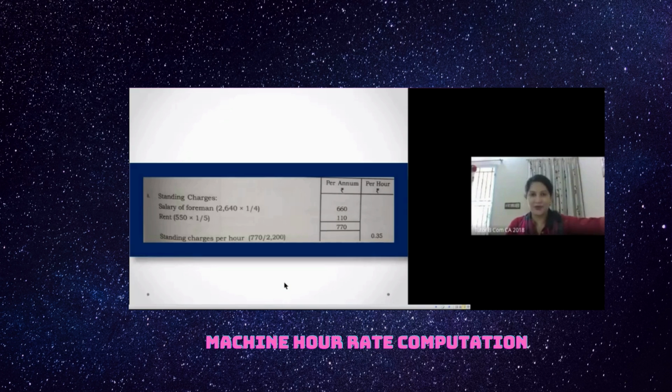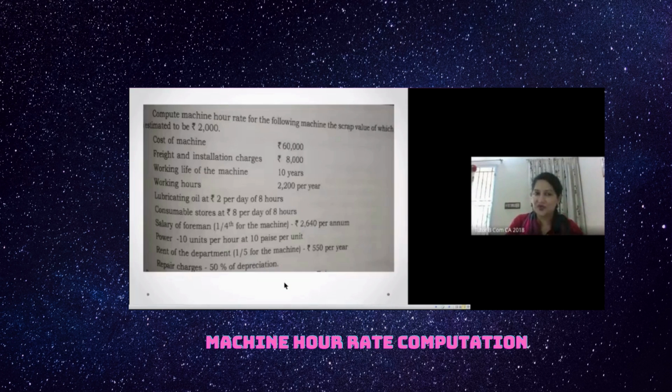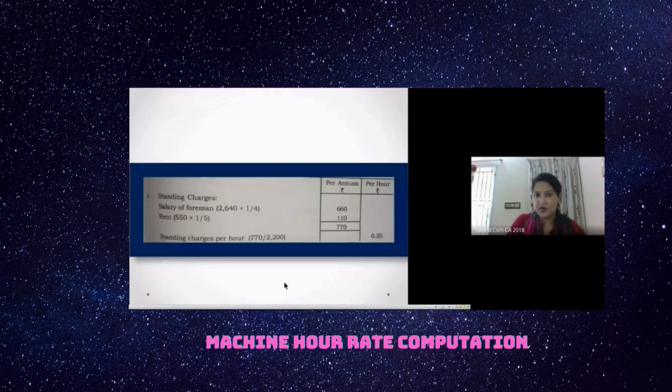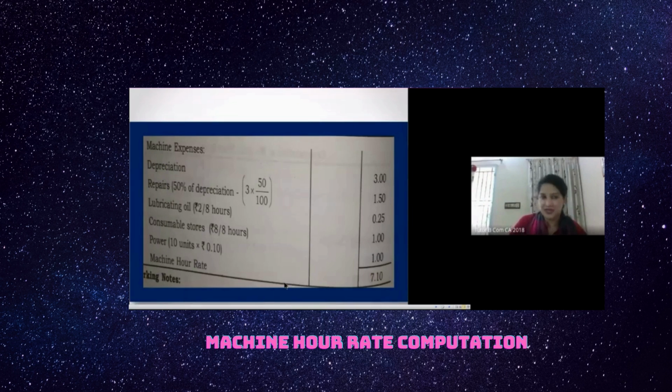Standing charges we computed. Now we know the second part of our format. First part is clear. So standing charges per hour would be 0.35. Now we have to go with part B, which is computation of machine expenses. Now we know that machine expenses are very much specific to that particular machine. If that machine is not operating, we will not be charged with machine expenses. But in this case, it is there. We are given information for computing machine expenses.